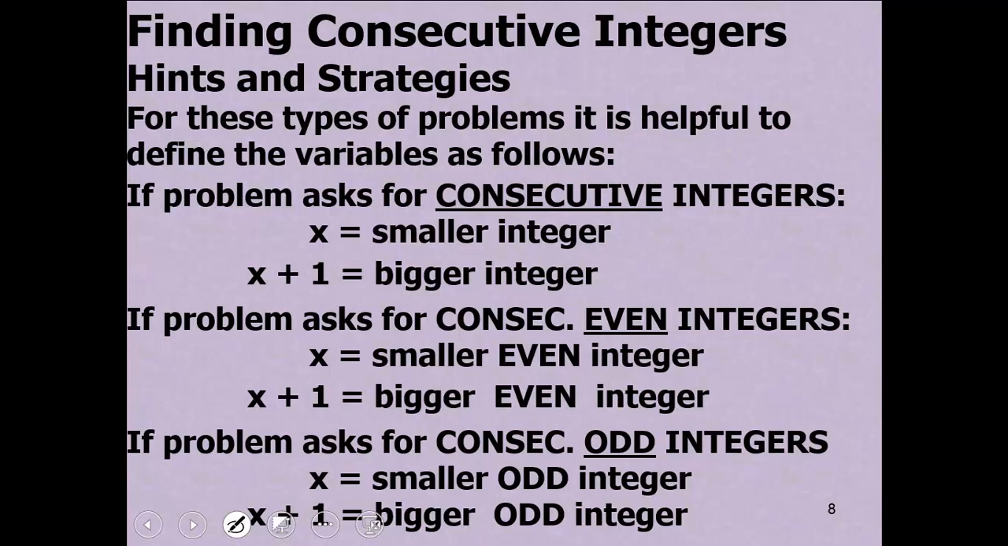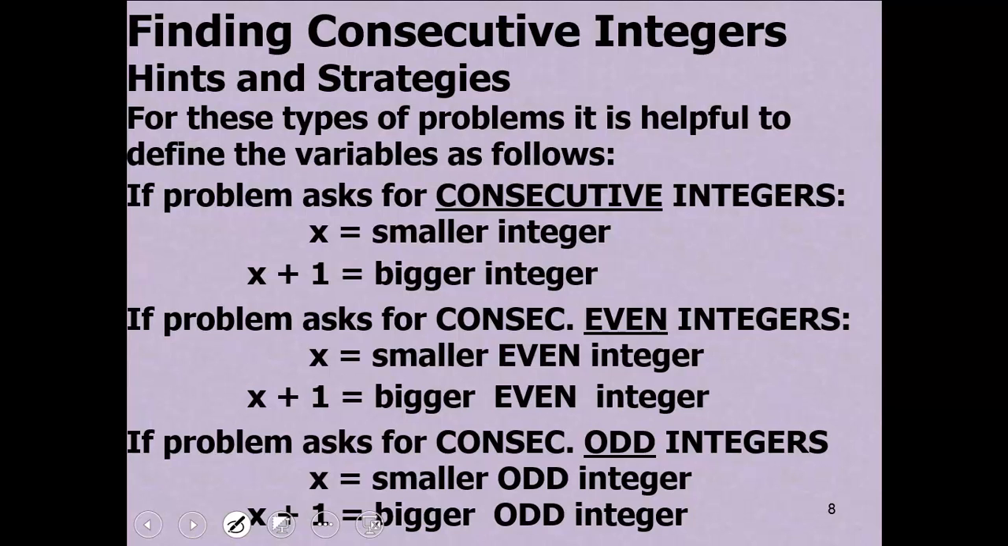All right, the next type of problem you're going to be doing is solving for consecutive integers. These are hints and strategies to help you with this. I'm going to tell you exactly how to define your variables. If your problem is asking for consecutive, you have one number and the next number is one more than that. 1 and 2 are consecutive numbers. 2 and 3, 3 and 4, 100 and 101 are consecutive numbers.